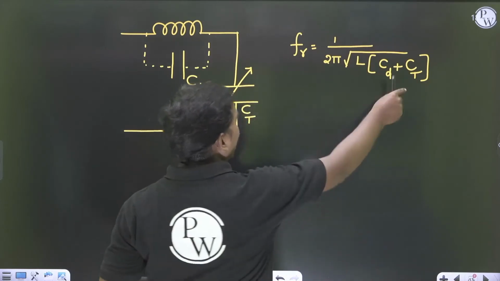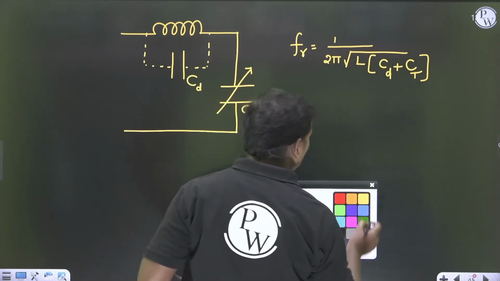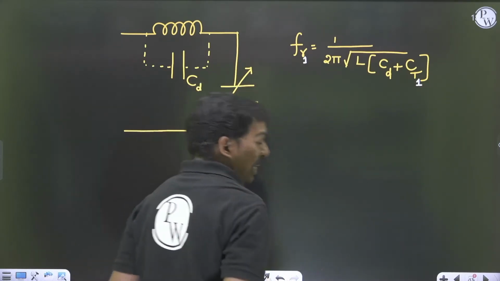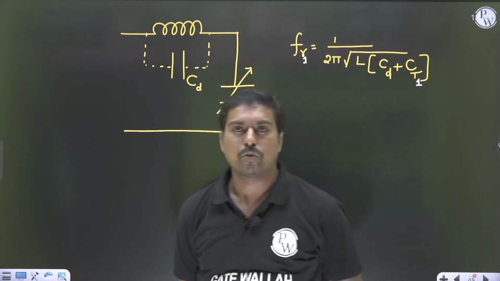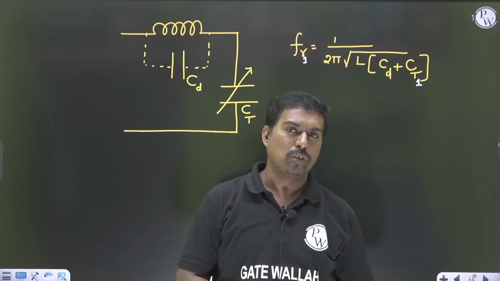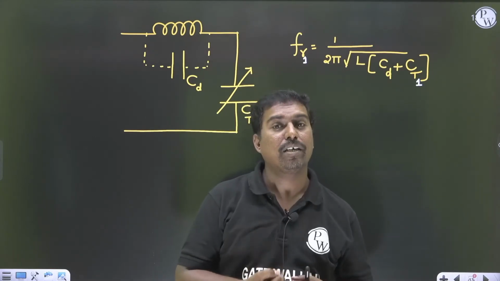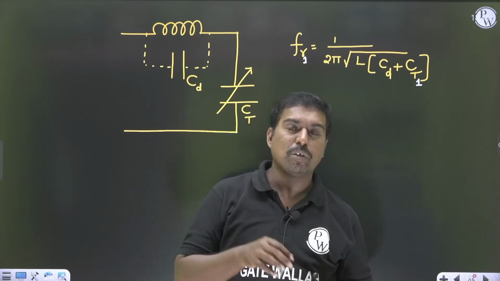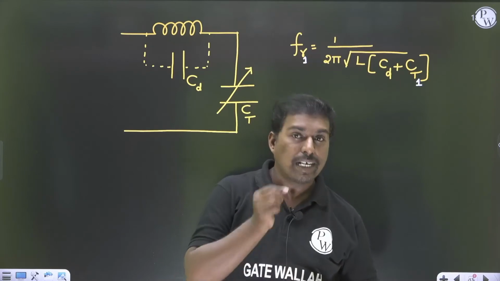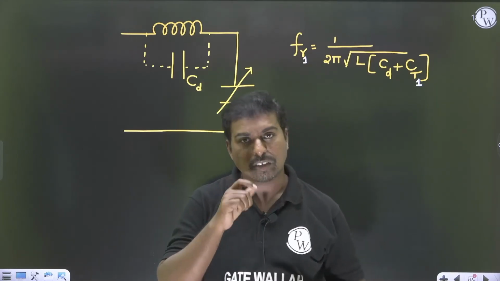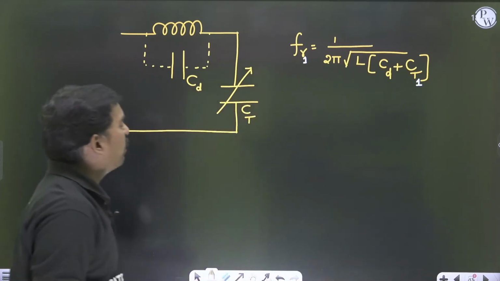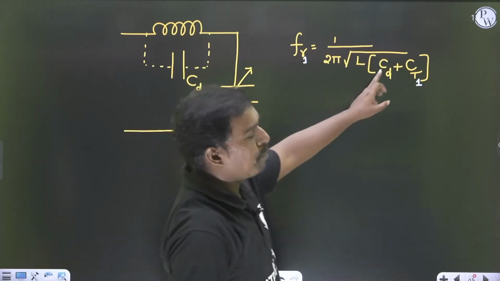First, fix a certain value of C1 and achieve the resonance. Understand? First fix that particular tuning capacitance, go on changing, and you will achieve resonance at a particular resonant frequency. How to identify whether resonance is achieved or not? At resonance, the voltage across the capacitor is going to become maximum. So FR1 is equal to 1 by 2 pi root over L times CD plus CT1.